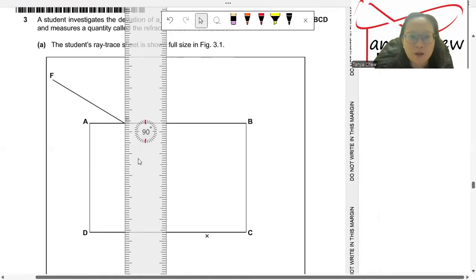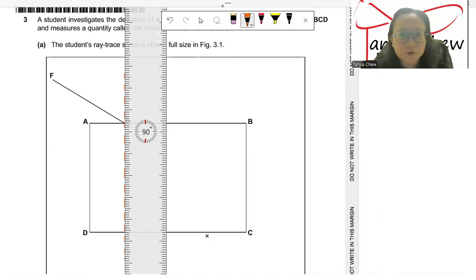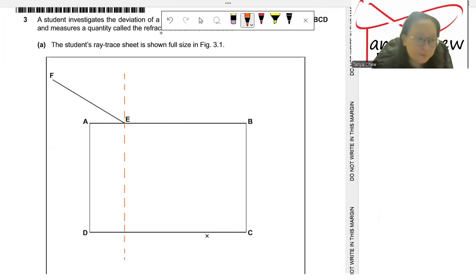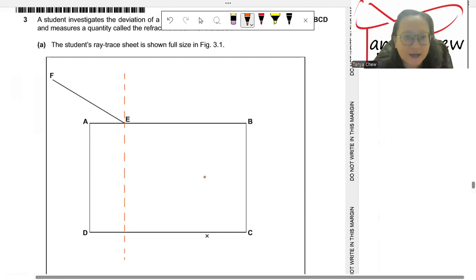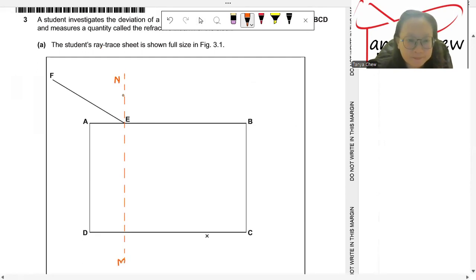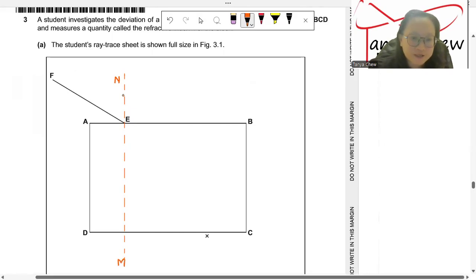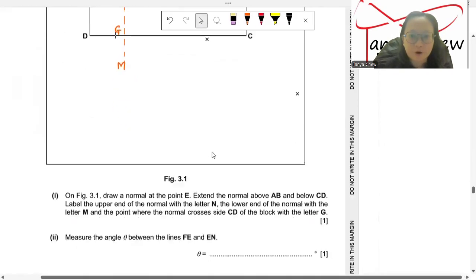Okay, so the normal is a line which is 90 degrees to the surface of the block. So the normal must be denoted with a dashed line. Remember, I have to extend beyond CD and beyond AB. Then, keep the ruler first. Label the upper end of the normal as N, this is N, and the lower end of the normal as M. And then the point that crosses CD is G. Done for the first part.